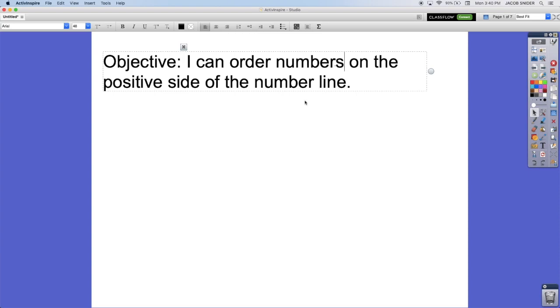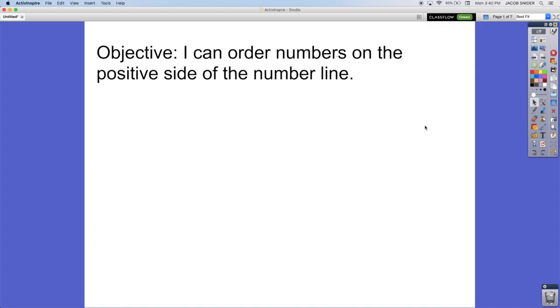It seems pretty simple. And you probably could do this a long time ago, but honestly, guys, it's not. When we start throwing in some of the different things that we've talked about in the past 2 weeks. Okay? So I can order numbers on the positive side of the number line. If you need to stop and write it down, but there's our objective for the day. Okay? And I'm going to be doing a note check at the end of it so that you can get credit for your notes today. It shouldn't be too bad, though, but here we go.